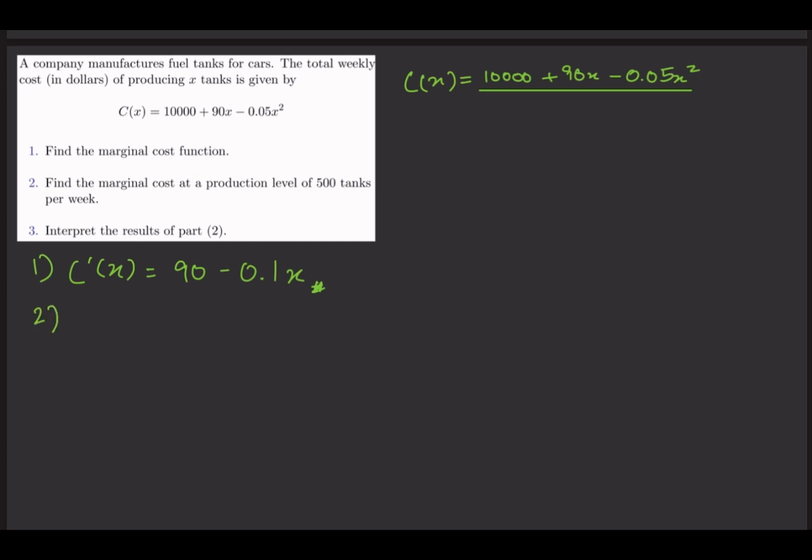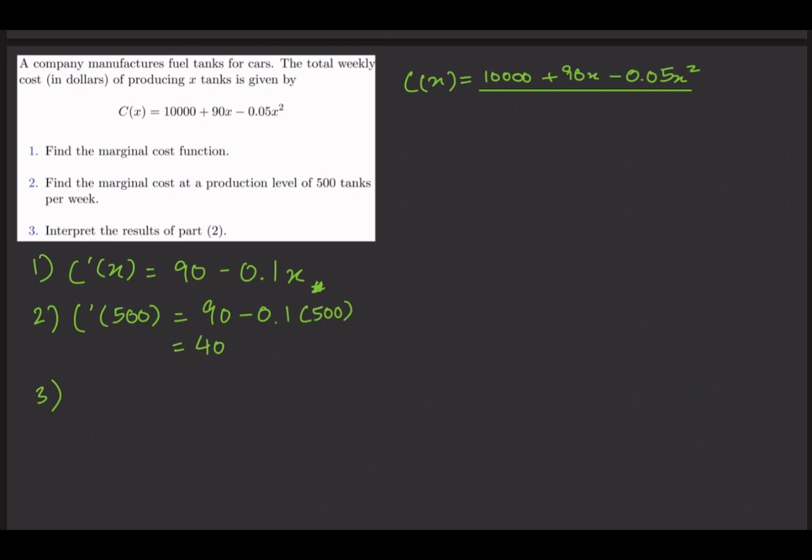Now, we want to find the marginal cost at the production level of 500 tanks. Let me write C prime of 500 equals 90 minus 0.1 times 500. We can calculate it, you'll get 40.